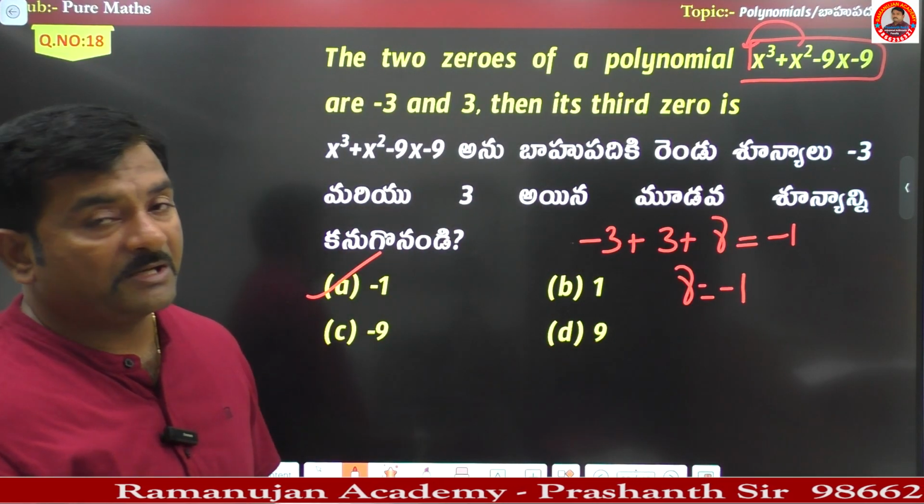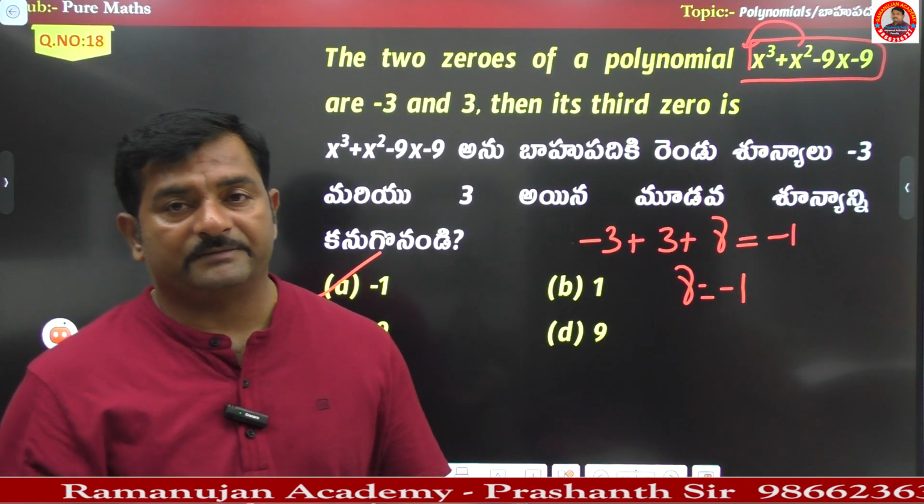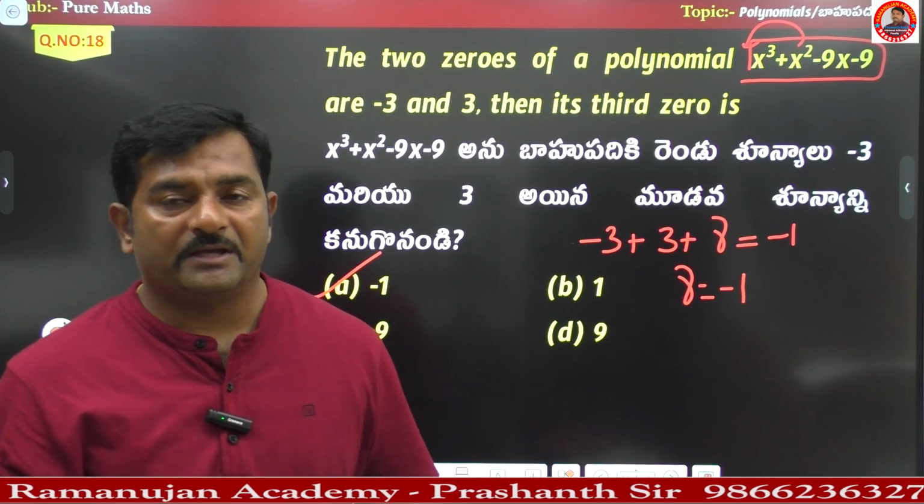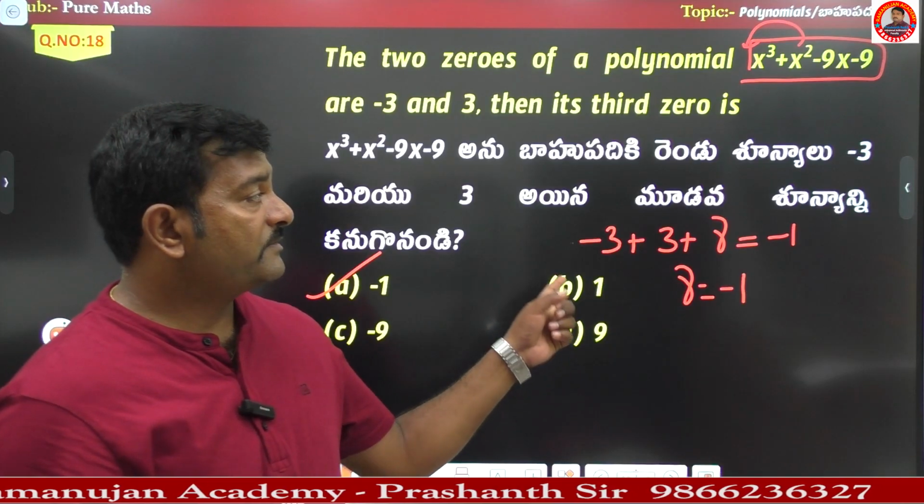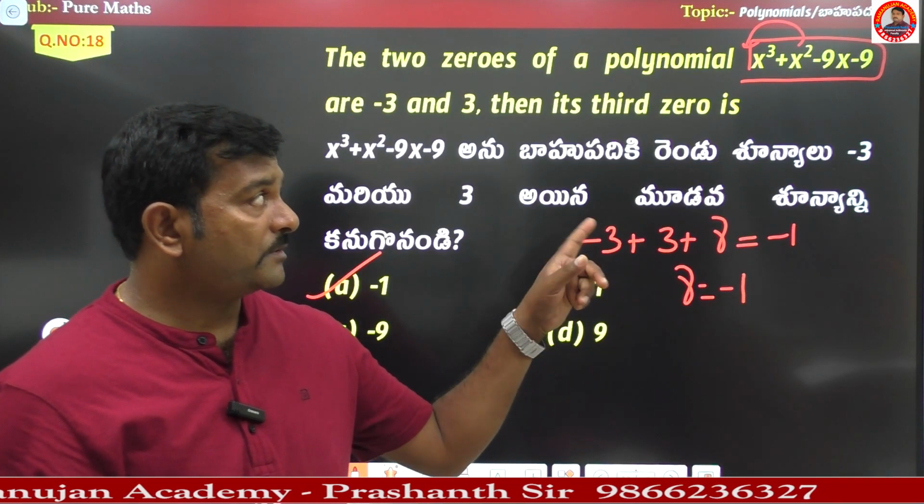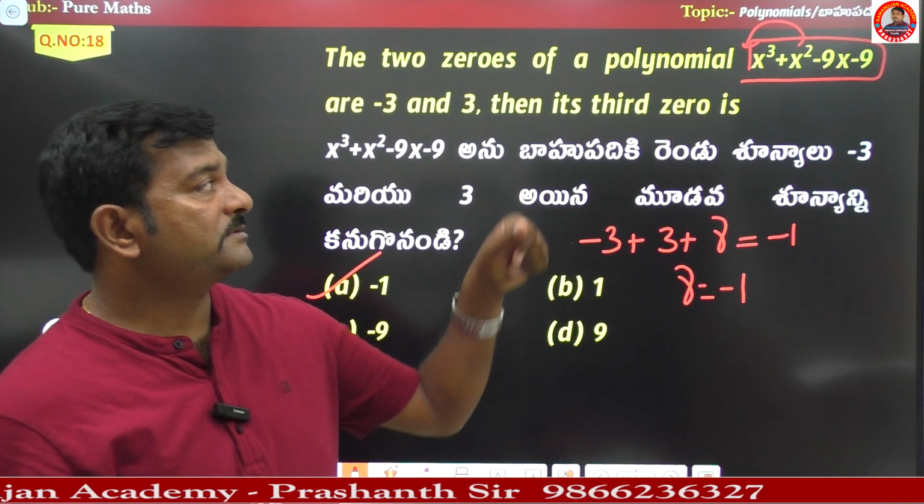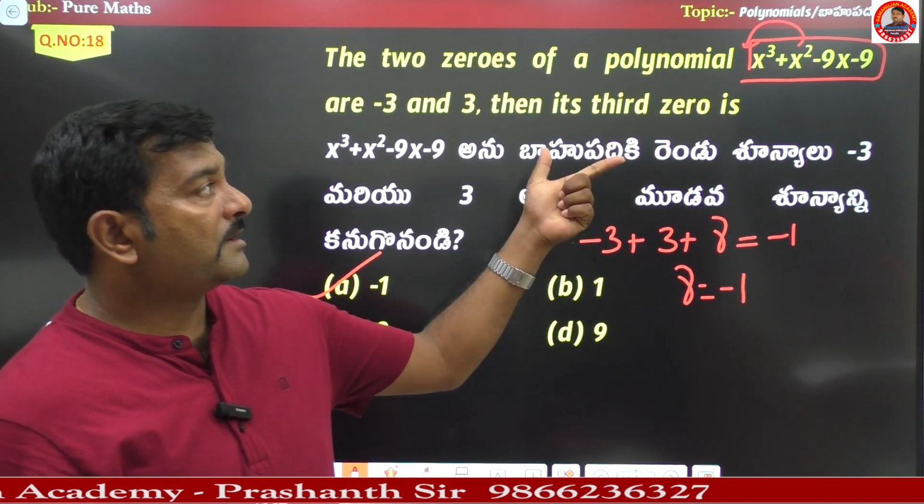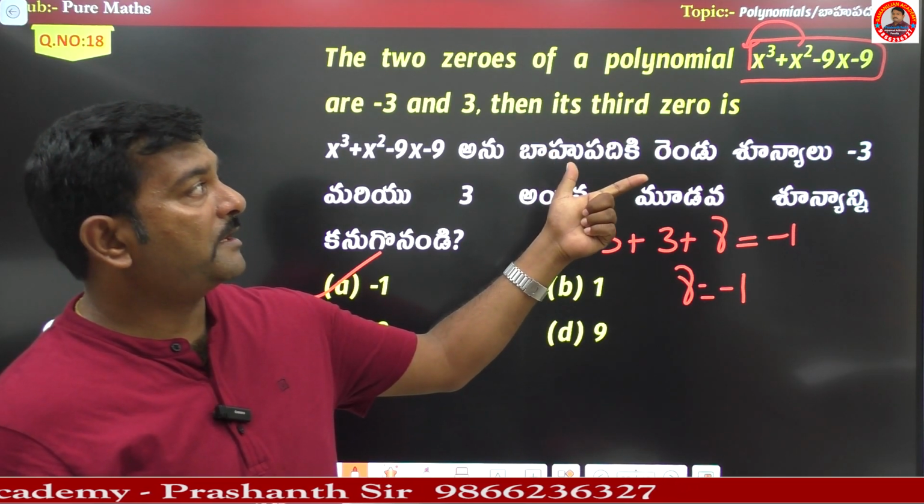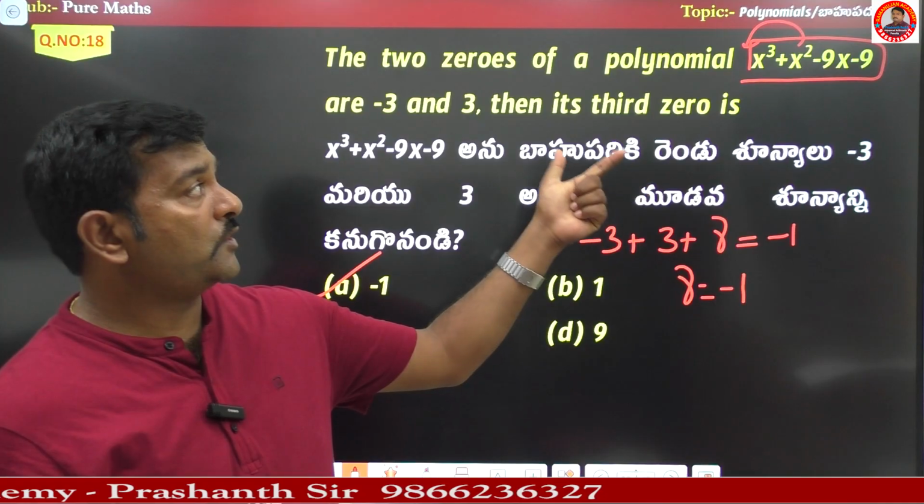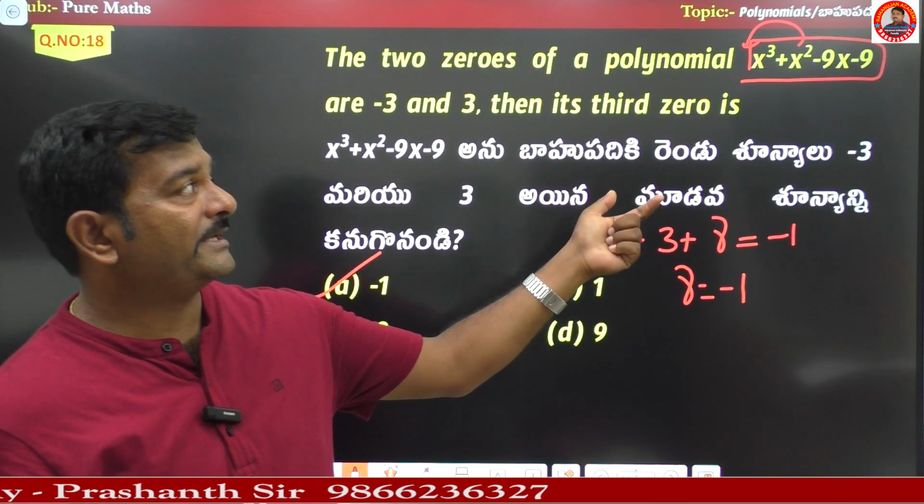How are you getting that formula? There is a relationship between coefficients and roots of a cubic polynomial, no? Sum of the roots alpha plus beta plus gamma is equal to minus b by a. Minus b value, how much? Minus 1. How can you say? You have to compare the given polynomial with ax cube plus bx square plus cx plus d, like that.